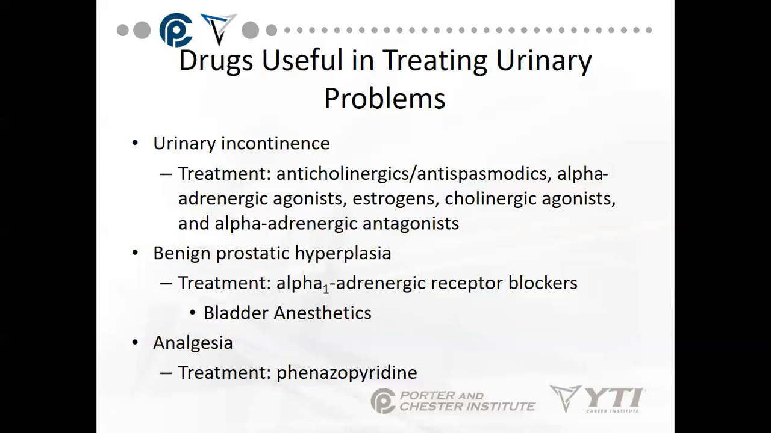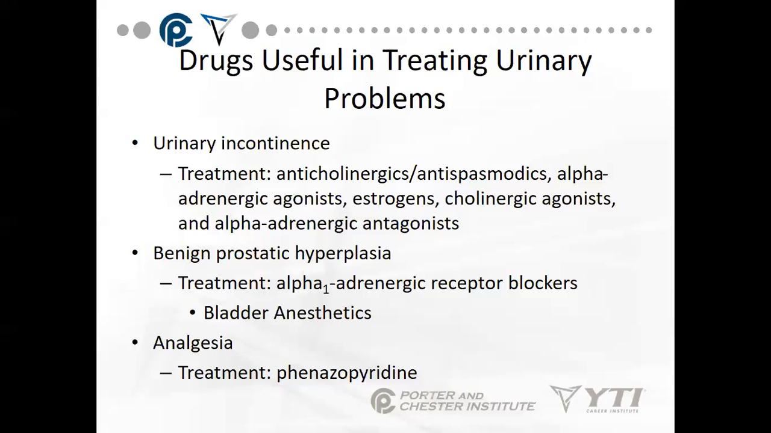Tamsulosin. So you want to ask the patients who are taking it whether they have allergies to any type of sulfur whatsoever, because it does have sulfonamide, and this can cause an allergic reaction in anyone who has allergies to sulfur. And when patients change positions, you tell them to change slowly, because these drugs can actually lower the patient's blood pressure.